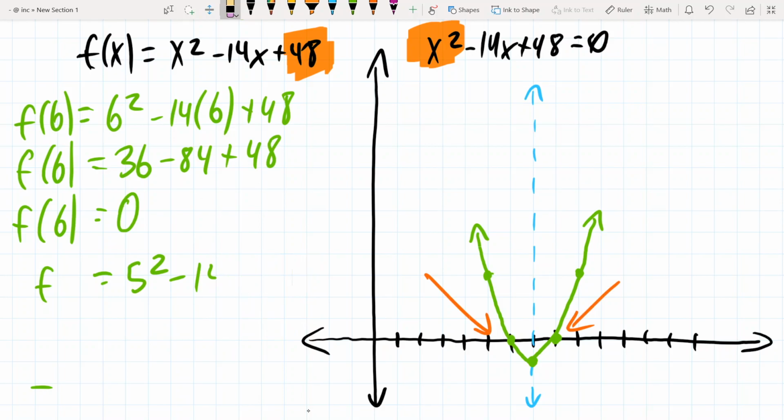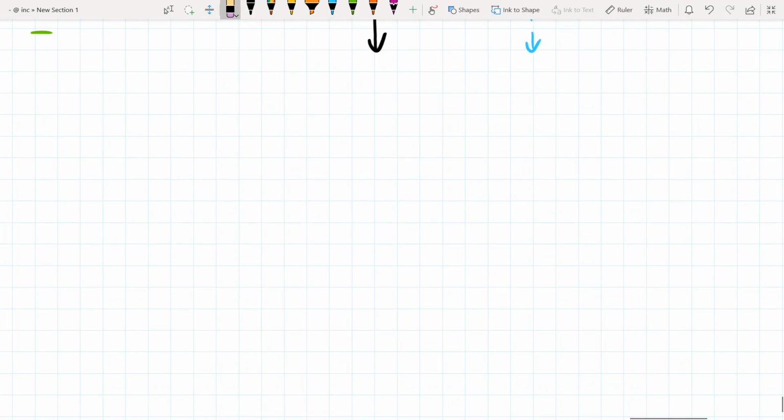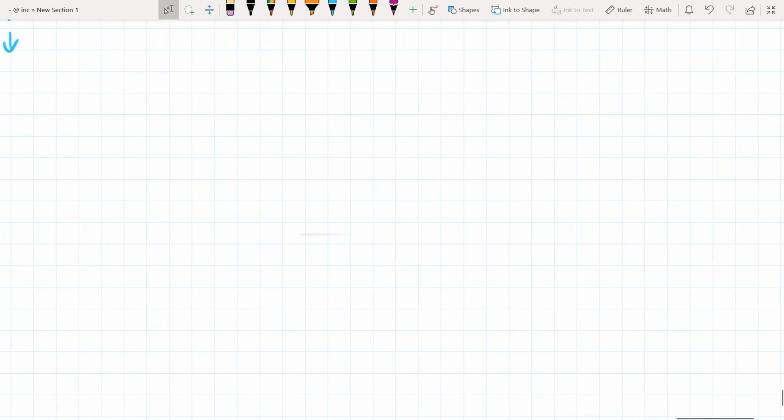Oh, this is not erasing. Okay, this computer definitely needs a break. All right, let's just move to a new part.